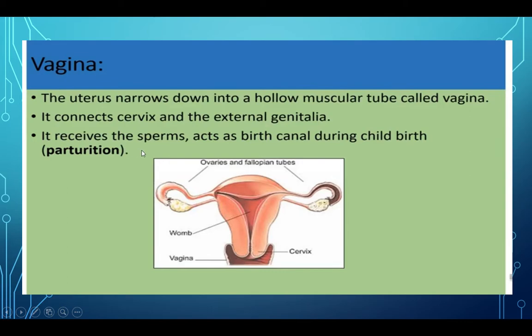So, receiving a sperm as well as being a birth canal during the delivery, that is during childbirth, happens where? In this lowermost part, the vagina. And childbirth is what we call parturition. So this is about the vagina, the lowermost part. The uterus narrows down into the hollow muscular tube called the vagina.